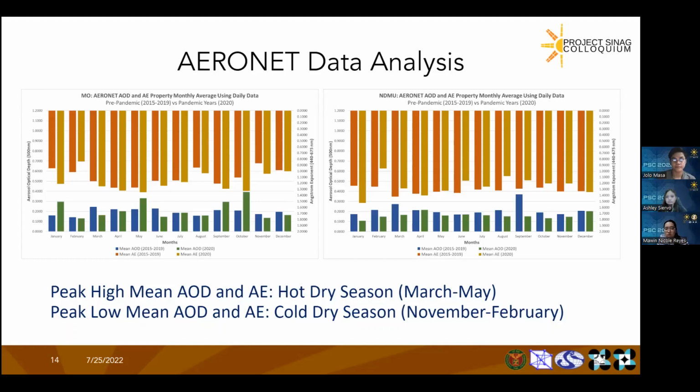The trend was also consistently observed in the Coronadal station, but here the decreasing mean values during the pandemic year are more prominently observed, and coarser particles exist in Coronadal than in Manila.